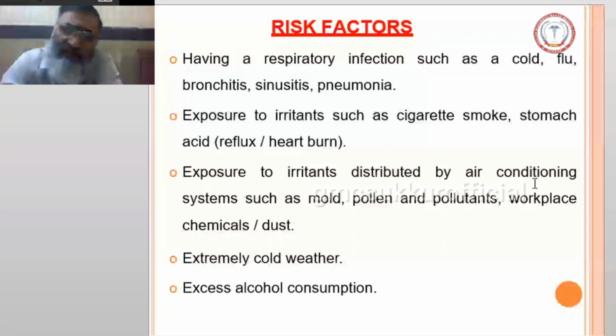Voice abuse or misuse of the voice, like in telephone operators, actors, singers, lecturers, teachers, and coaches. Now they have to use the voice frequently.